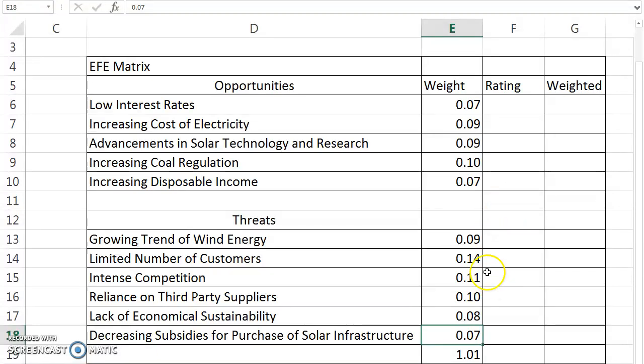Now remember, there's no right answer. This is what you have learned based on your research. You're the expert, but I am putting some serious thought into how important are these compared to the others. Maybe the number of customers or low interest rates. Maybe because we expect them to be low for a long time, I'm going to make that 0.06, and now I'm at 1.0. So I have my weights distributed according to the relevance.